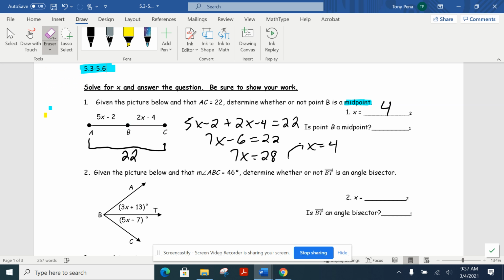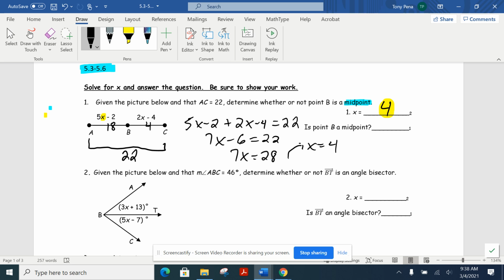So the way we can now do this is take this x value of 4 and plug it in right here. Well, isn't 5 times 4 20? 20 minus 2 would give us an 18. If I take a 4 and plug it in right here, 2 times 4 is 8. 8 minus 4 is a 4. So 18 and 4 make 22. Are each of those lengths the exact same?